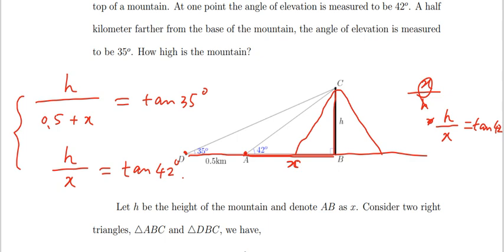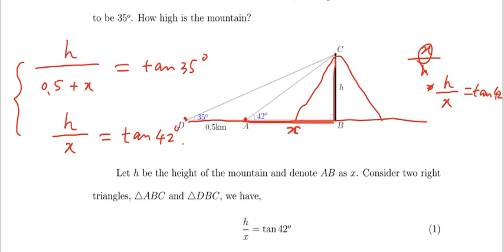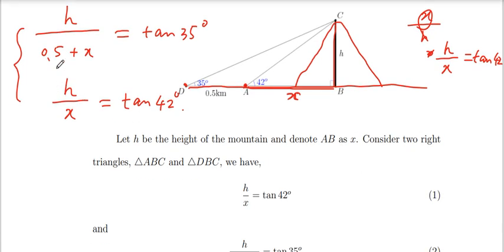So this is tangent 35, tangent 42, which are just some numbers. From the calculator, we find those numbers. Then let's say we want to solve for h, so we don't need this x. We just replace the x. What is x?